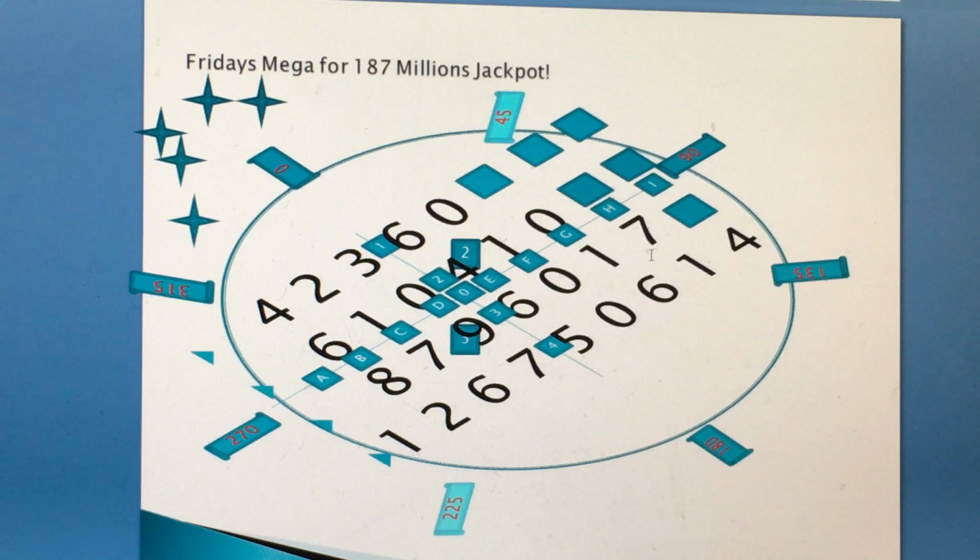And 64, as we know, is also in quadrant 1, and 10 was also in quadrant 1 for the Mega Ball. So 3 numbers were in Quadrant 1.